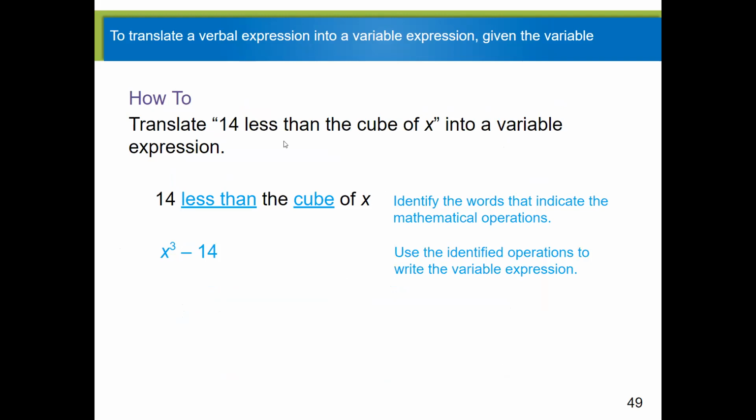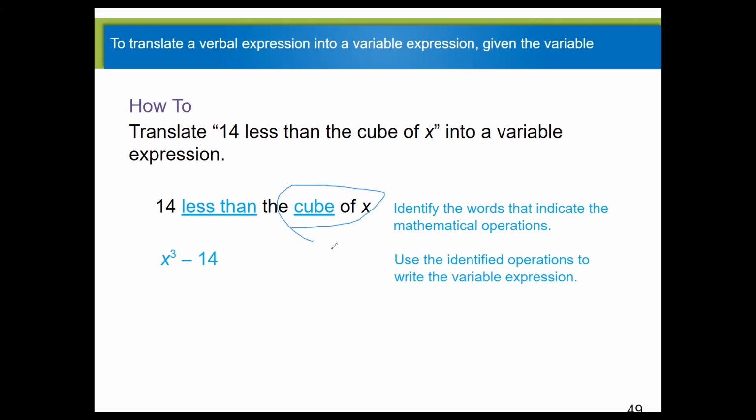Translate the phrase 14 less than the cube of x into an expression. That's a very dumb sounding sentence, but that means something in math. And someone might say that in a factory or in a hospital or something like that. So you need to understand how the words translate. Noteworthy here, cube of x. Cube means raised to the 3rd power. So the cube of x is x to the 3rd power. I have a 14 here, so someplace I got a 14.